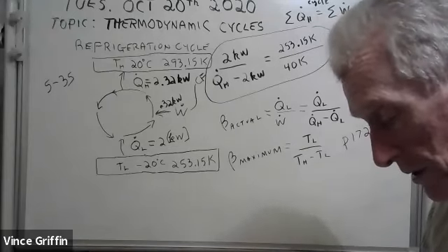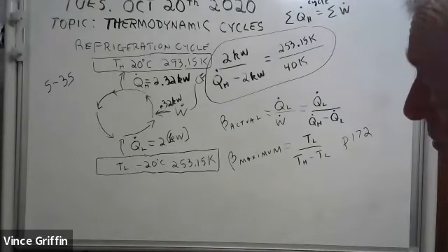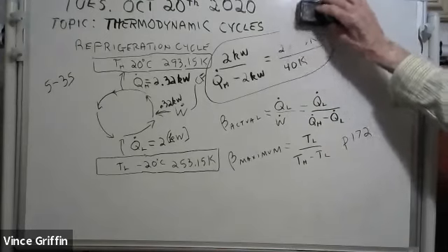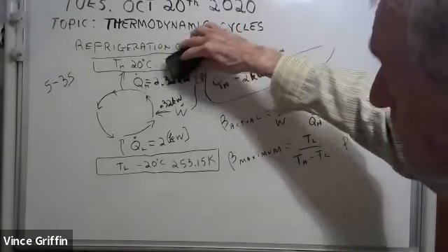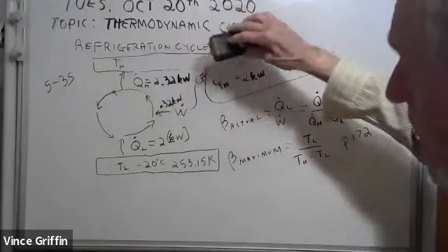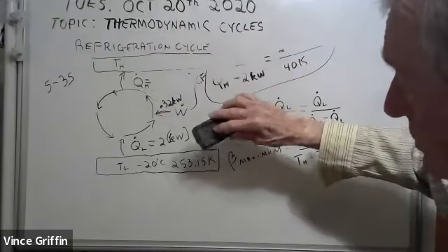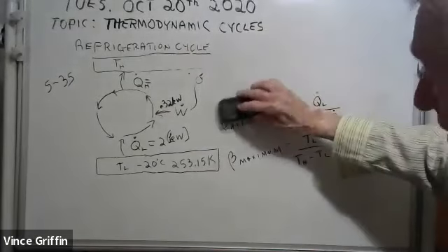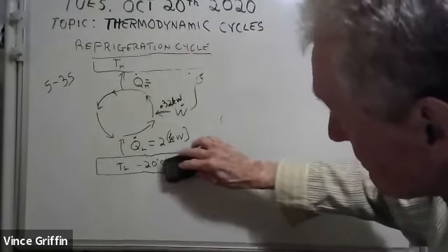Okay, well, let's do the heat pump cycle now. I need to make enough room to do the heat pump cycle. Let me erase some of this stuff. Now I'm going to keep this diagram because the heat pump cycle looks just like the refrigeration cycle. The schematic is identical. It's just that the numbers are going to be different.